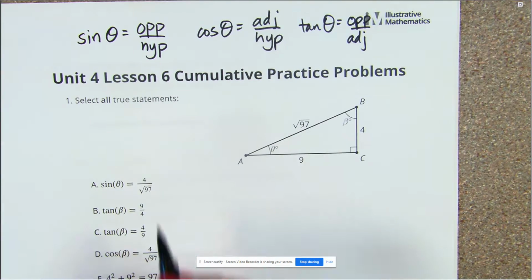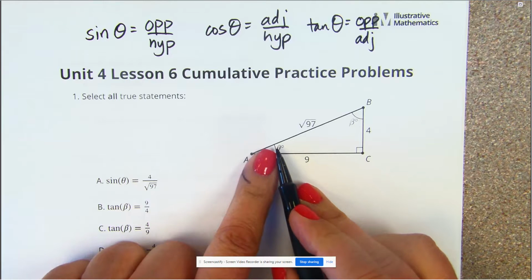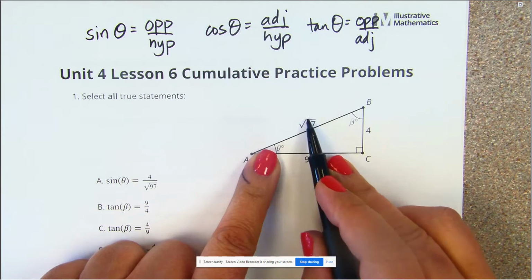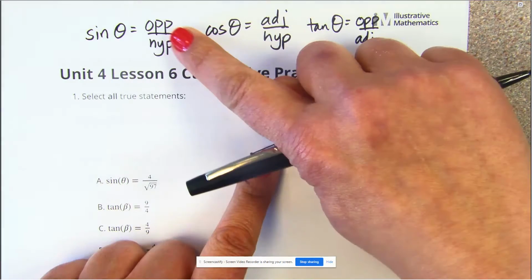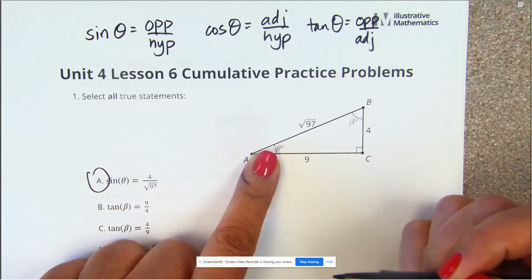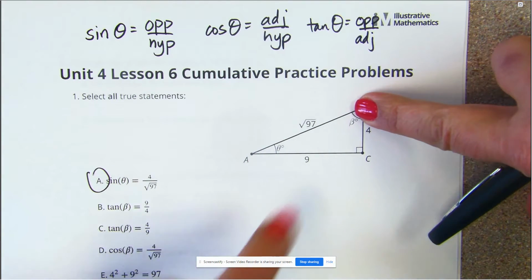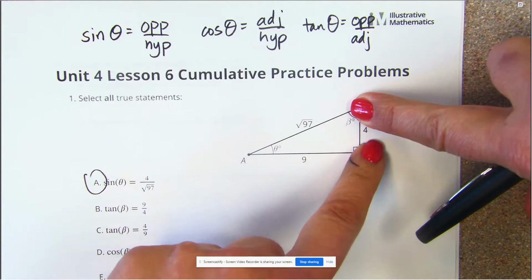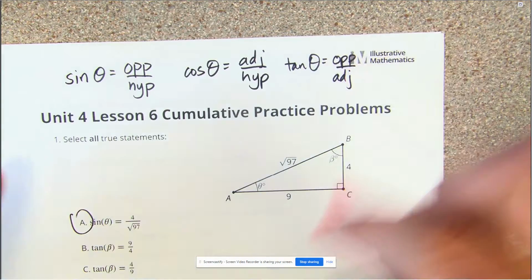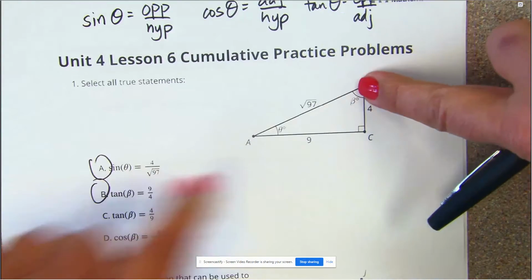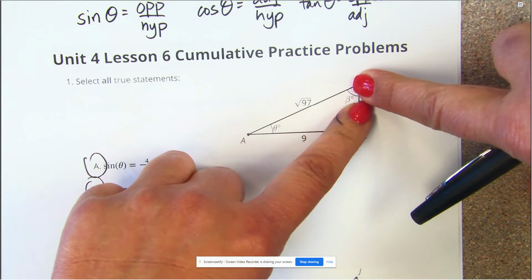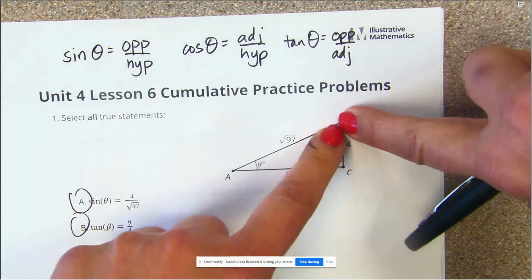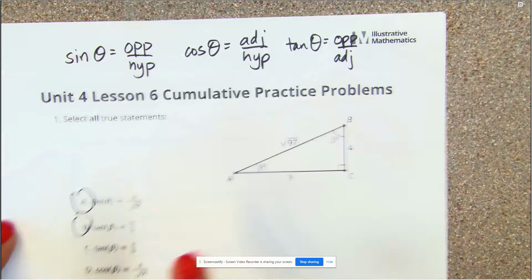So it says sine of theta, let's put our finger on theta, is 4, that's the opposite, divided by the square root of 97. That's the hypotenuse. Opposite over hypotenuse. Yes. Tangent of beta, here's beta, is 9, that's the opposite, divided by the adjacent. Is that correct? Yep, opposite divided by adjacent. The tangent of beta is 4, that's the adjacent, divided by 9, which is the opposite. No, for tangent it has to be the opposite side on top, divided by the adjacent on the bottom. That is incorrect.